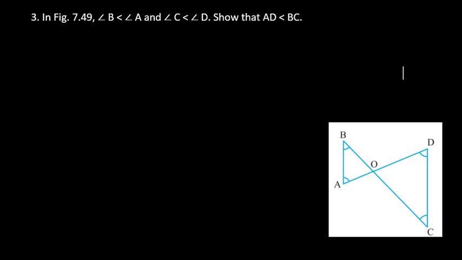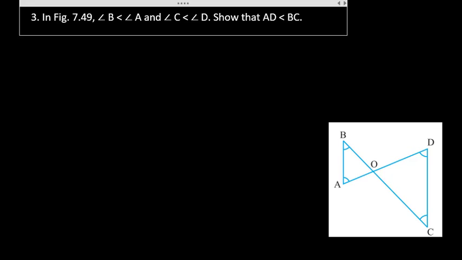In figure number 7.49, angle B is less than angle A. So you can see angle B is less than angle A, and angle C is less than angle D. You have to show that this AD is smaller than BC. So here AD, you can see that I can divide in two parts, AO and OD. Now as angle B is smaller, so side AO is smaller.